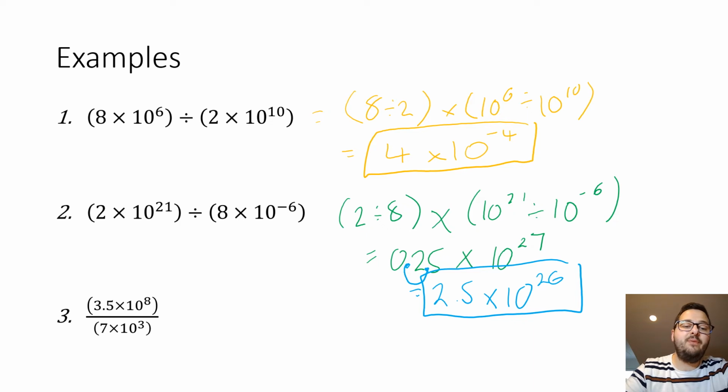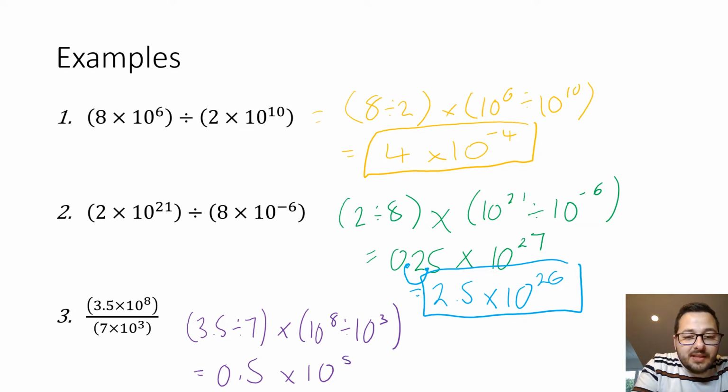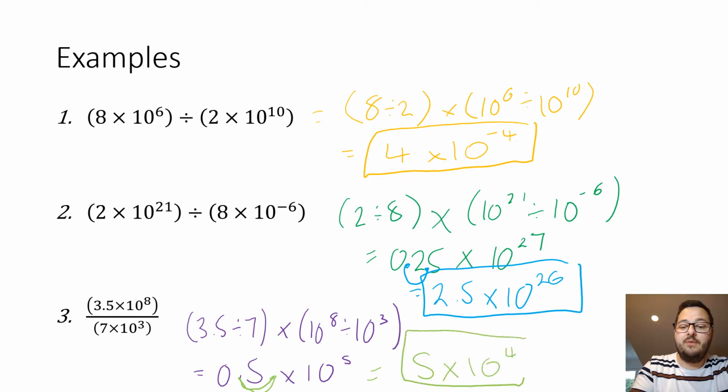Okay, and then finally we've got it in fraction form, but that's the same as what we've been doing, so that's the same as 3.5 divided by 7 times 10 to the 8 divided by 10 to the 3. Now 3.5, that's half of 7, so this is going to be 0.5 times 10 to the 8 minus 3 is 5. And then again, this is not between 1 and 10, so we want our decimal here, which would move it 1 place. So this is 5 times 10, and we take 1 away to the 4. Okay, so I hope that makes sense.